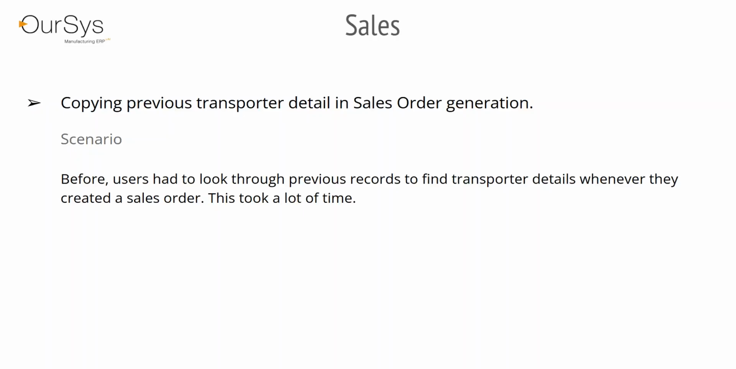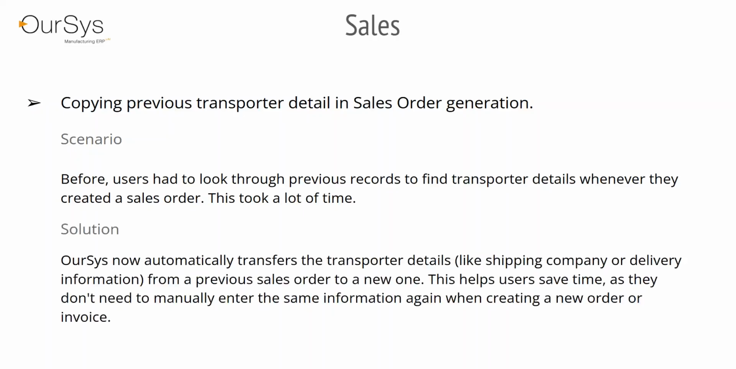To tackle that, now we have given a provision to automatically capture the transporter details, like shipping company details and delivery information, from your previous sales order. This means the user doesn't have to enter the details manually every time they are creating one. The system will automatically save the data and their time.